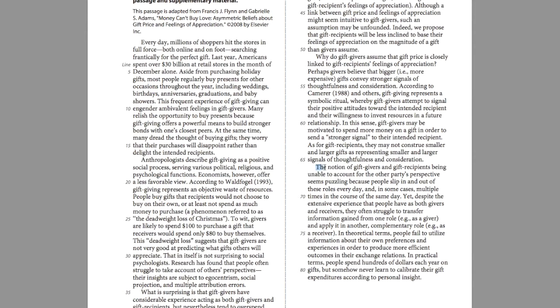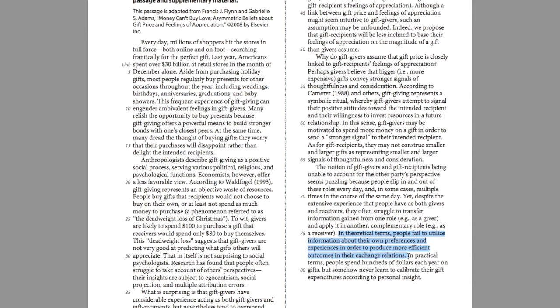The notion of gift givers and gift recipients being unable to account for the other party's perspective seems puzzling because people slip in and out of these roles every day, and in some cases multiple times in the course of the same day. Yet, despite the extensive experience people have as both givers and receivers, they often struggle to transfer information gained from one role and apply it to another. Here's the answer we're looking for. In theoretical terms, people fail to utilize information about their own preferences and experiences in order to produce more efficient outcomes in their exchange relations.